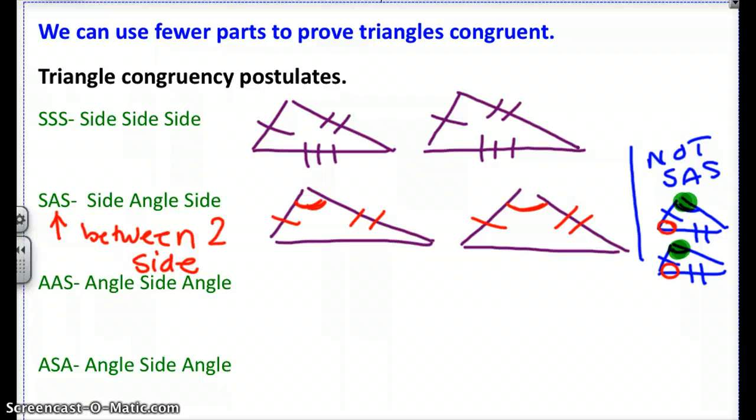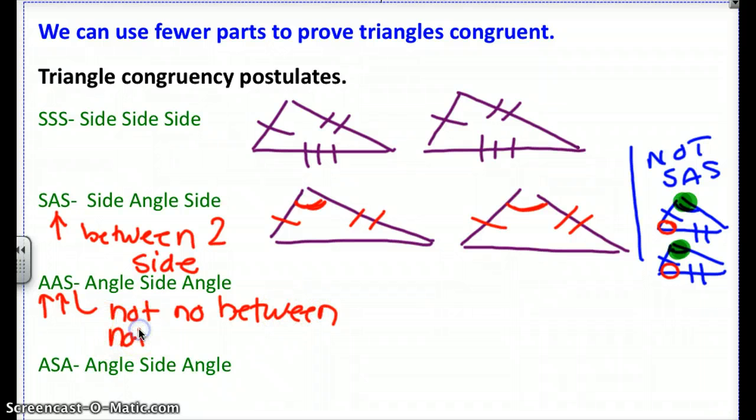The next postulate we have is called angle, angle, side. So I need to have 2 angles and the side not between, or not included. Smartboard is slow. So let me draw a picture of that.